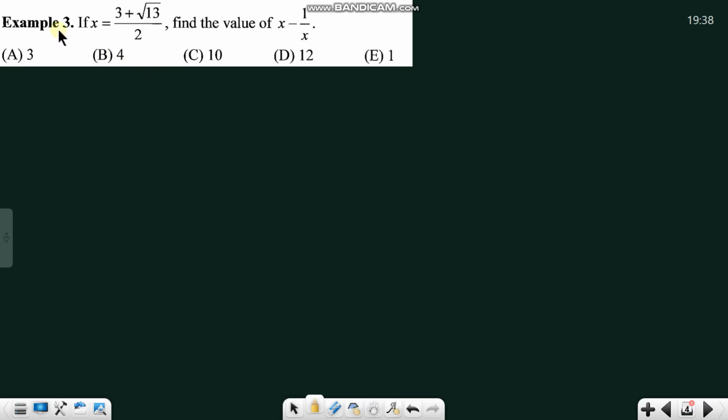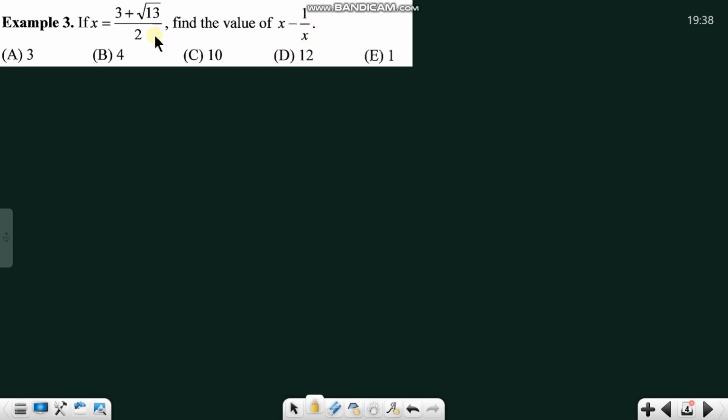We are going to start with the third example of AMC 10 questions. So let's start. What did the example say? If x equals (3 plus square root of 13) over 2, then find the value of x minus 1 over x.